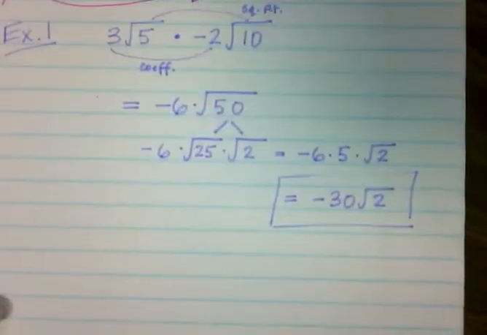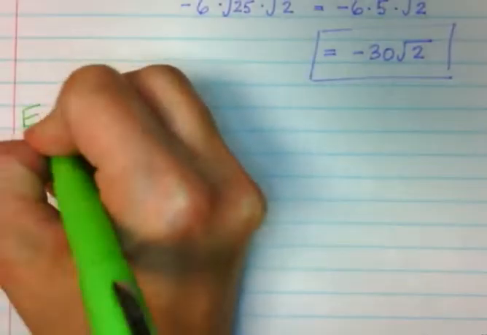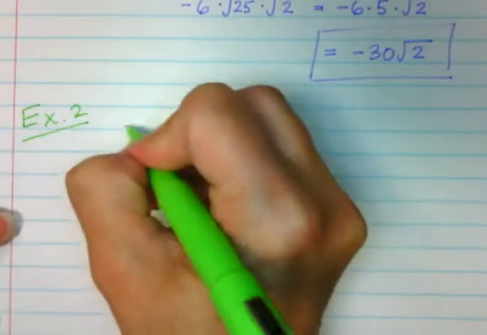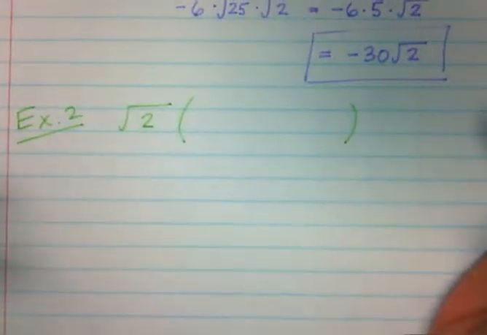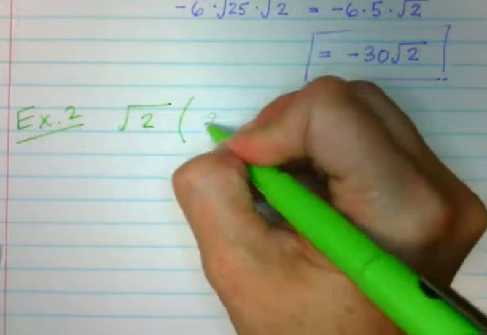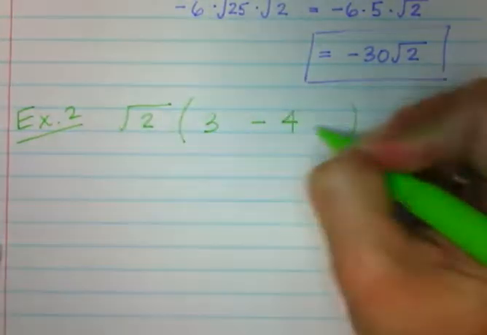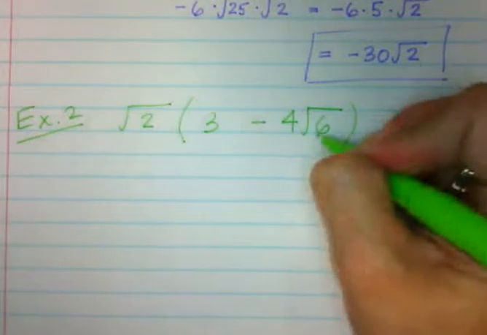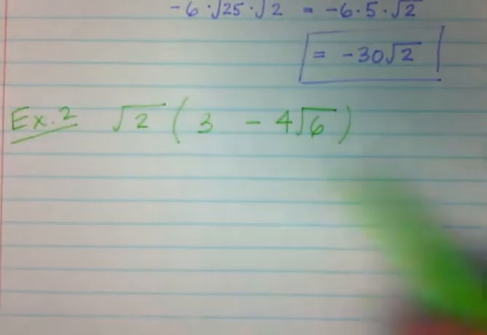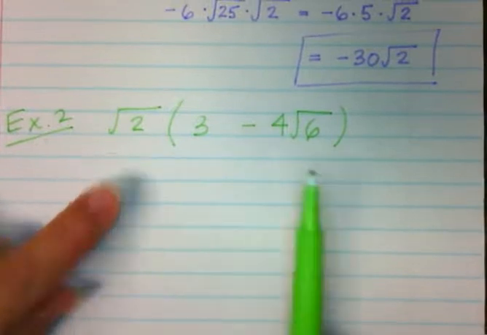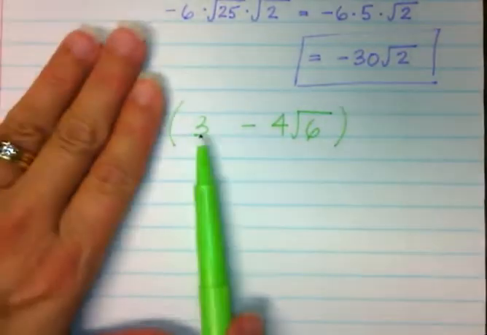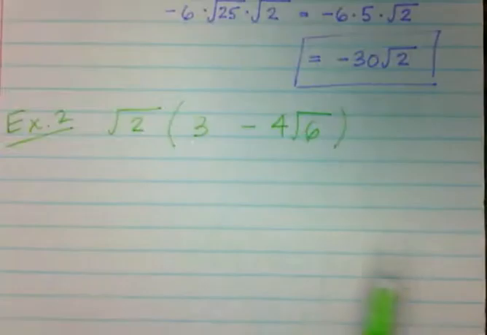All right, next example. We're going to move on and look at multiplying using distributive property. So if we had the square root of 2, and then in parentheses, we'll just do a binomial. Let's say we have 3 minus 4 square root of 6. All right, so this is just distributive property. Anytime we are trying to multiply 2 polynomials or 2 expressions together, and one of them involves adding or subtracting, that's going to mean that you have to distribute in order to get your answer.